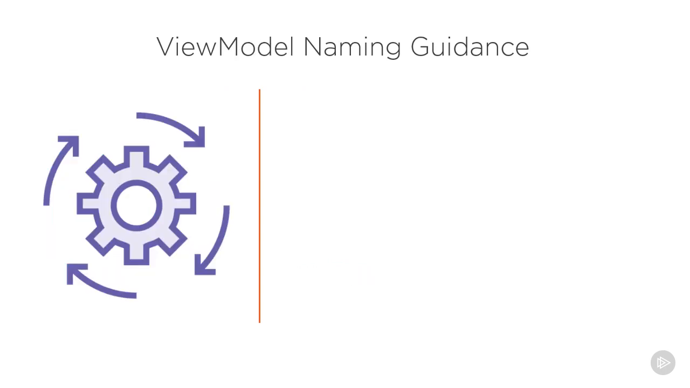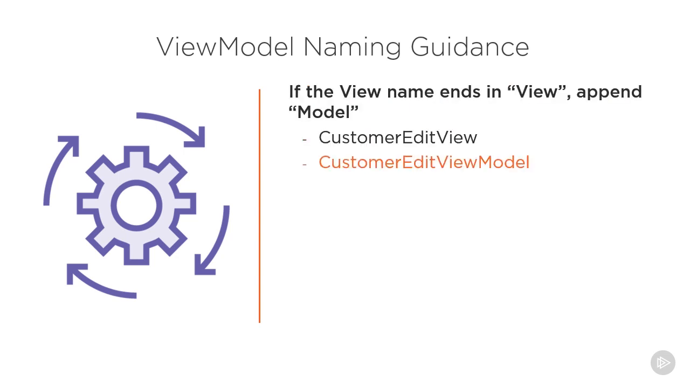For your view models, if you're following the guidance about naming views that I just covered, the majority of your views will have view at the end of their name. When that's the case, simply append model to the end of the view type name to come up with what its view model type should be named. As an example, a view named Customer Edit View would have a view model named Customer Edit View Model.